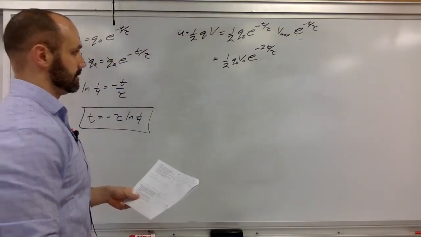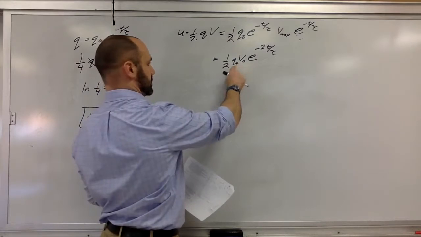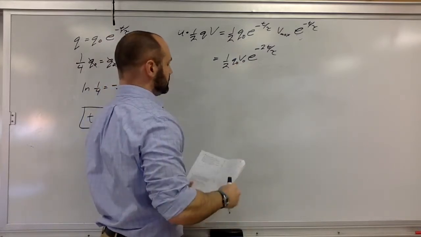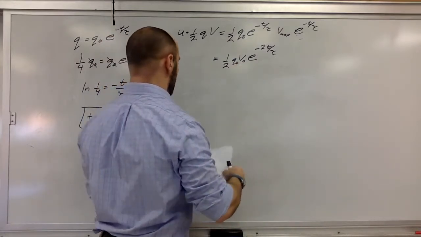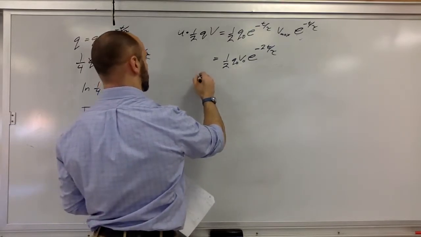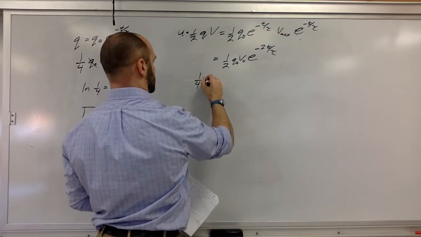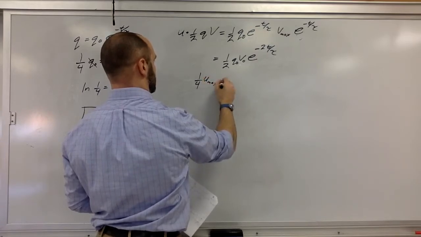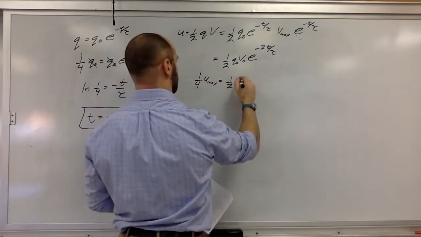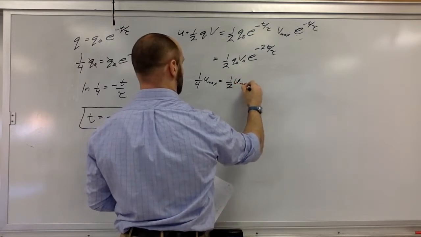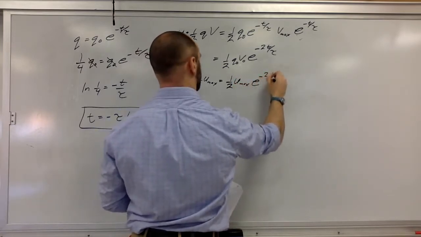Okay. And so this, by the way, is U max also, right? And so now I'm going to set this, so 1/4 of U max is 1/2 of U max e to the negative 2t over tau.